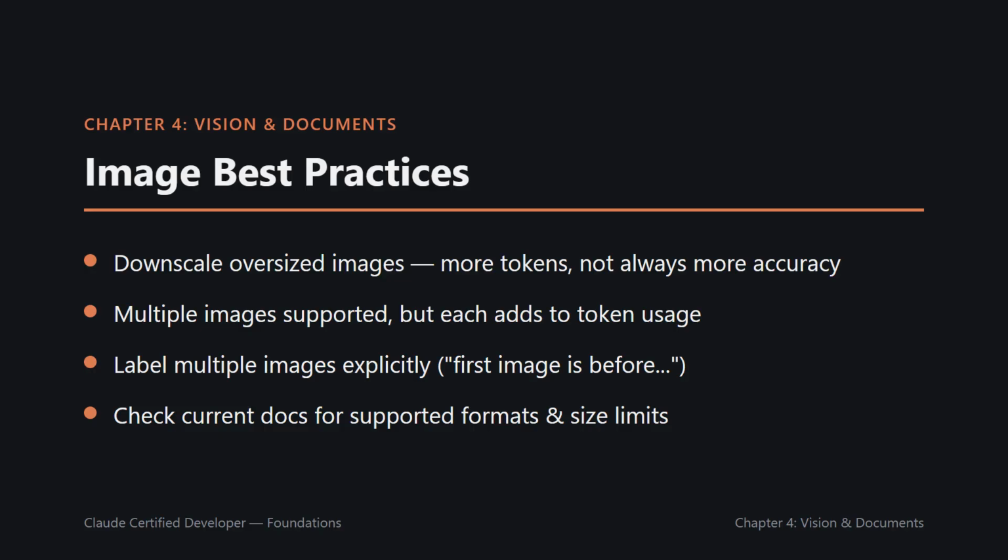Resolution matters, but bigger isn't always better. Extremely high-resolution images consume more tokens without necessarily improving accuracy, so downscaling very large images before sending can cut cost with minimal accuracy loss. Multiple images in one request are supported, useful for comparing two screenshots, but each one adds to token usage. And order and label multiple images explicitly, so Claude doesn't have to guess which is which from context alone.